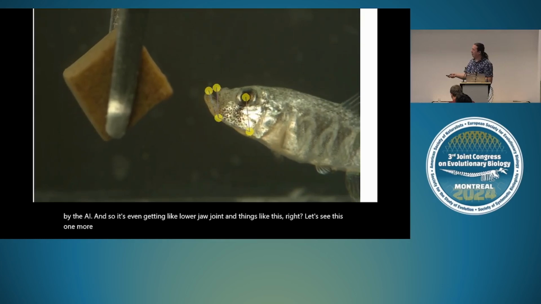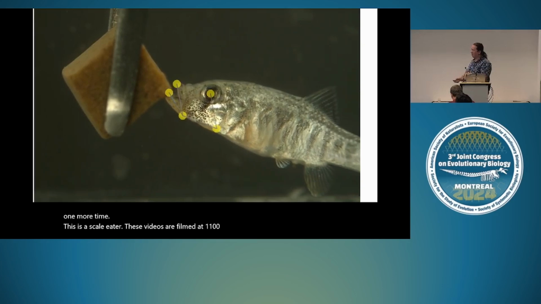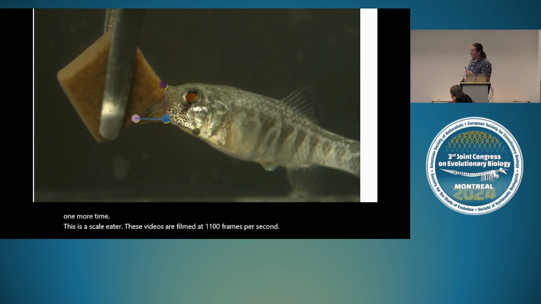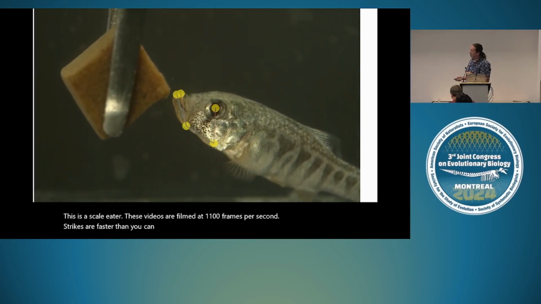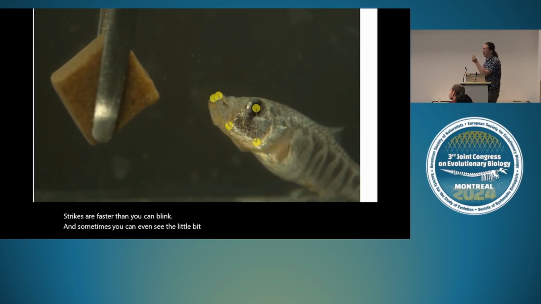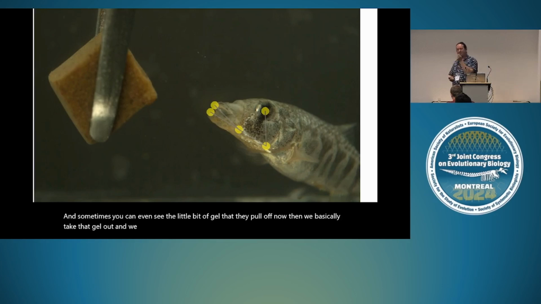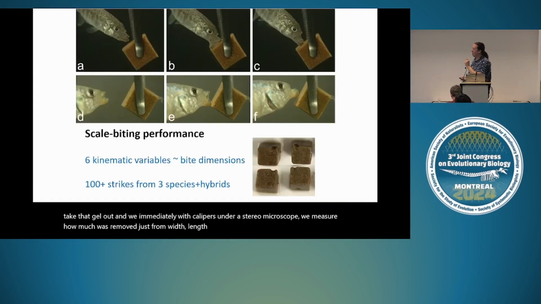So this is a scale eater. These videos are filmed at 1,100 frames per second. So these strikes are faster than you can blink. And sometimes you can even see the little bit of gel that they pull off. Then we take that gel out and immediately, with calipers under a stereo microscope, we measure how much was removed in width, length, and depth, which is difficult.